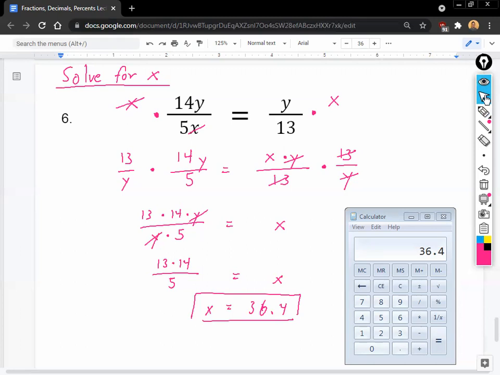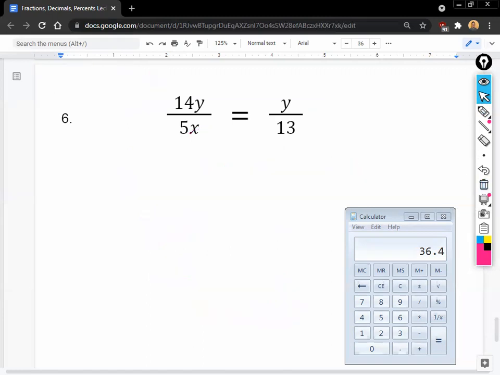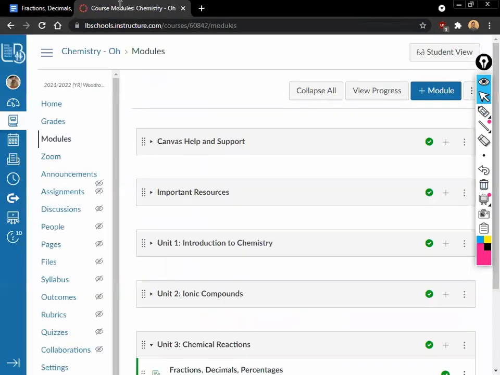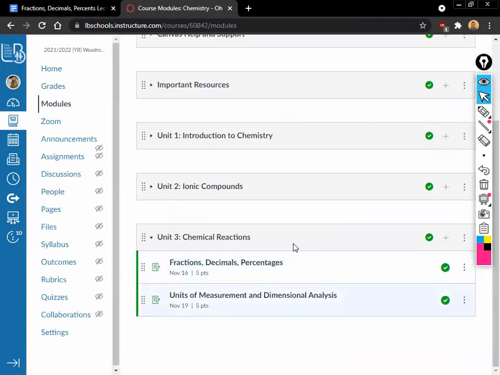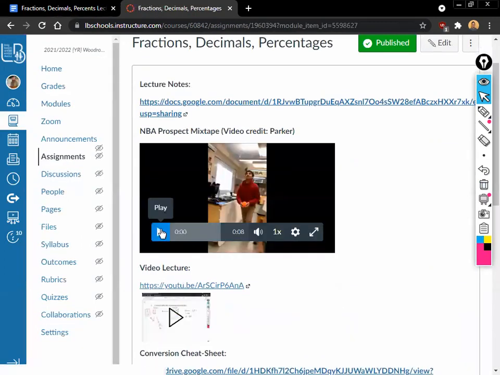Alrighty, guys. I'll give you the rest of the class period to work on your assignment. Before I let you go, I do need to show you something. If you go to Canvas, we have unit 3. And if you go to fractions, decimals, percentage, that's where your assignment is. And there's also a great video of an MBA prospect, so you can check that out as well. Let me know if you have any questions or if you want to check your answers.